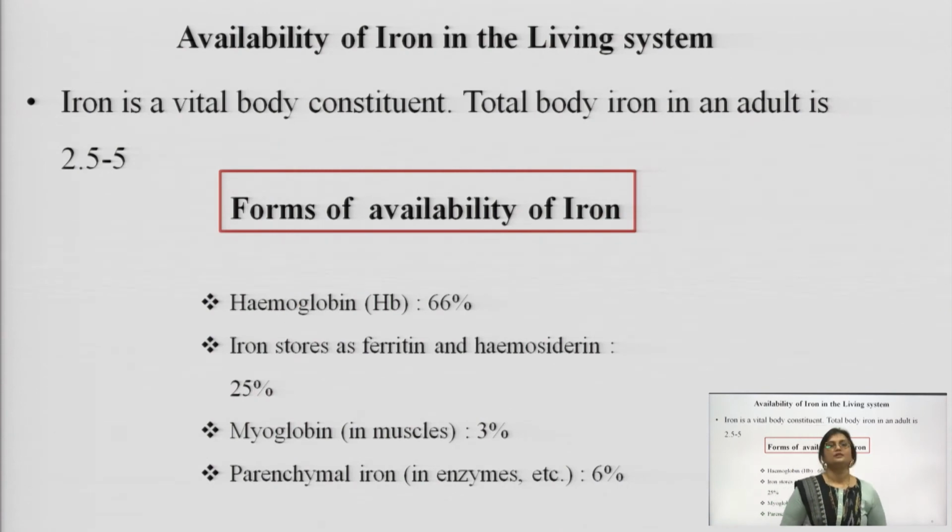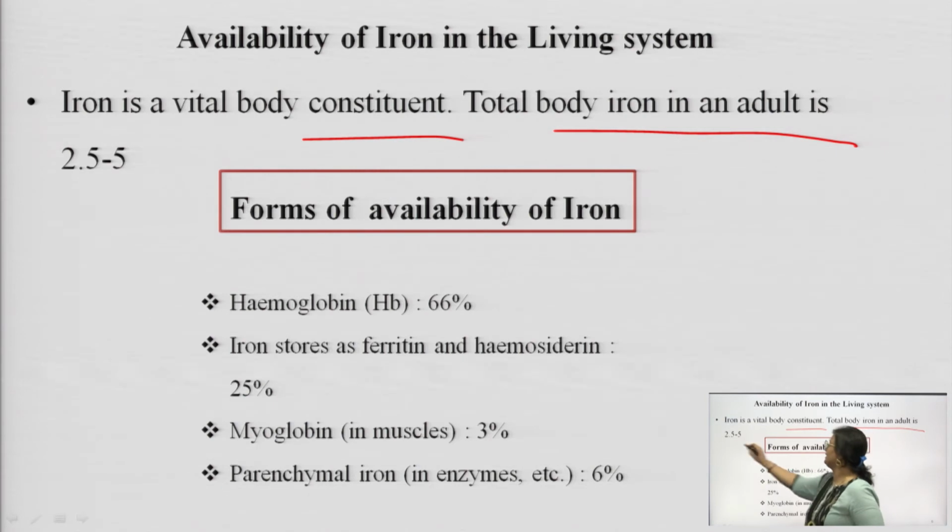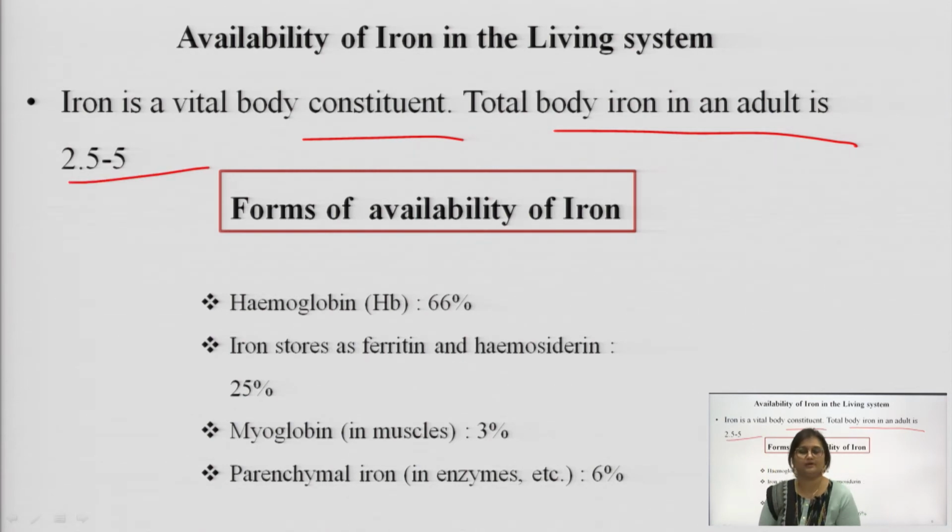Now, in all these conditions, we have seen iron is the major factor. We have seen iron playing the major role. So, let us first understand how this iron is available in our living system. We will discuss the availability of iron in our living system. Iron is a vital body constituent. Total body iron in an adult is in the range of 2.5 to 5 grams.